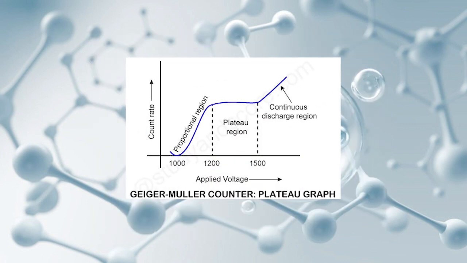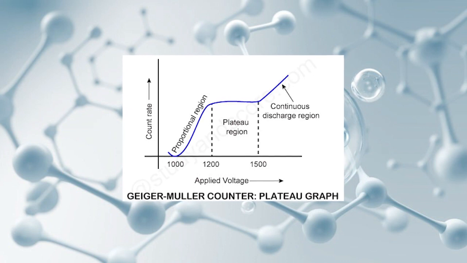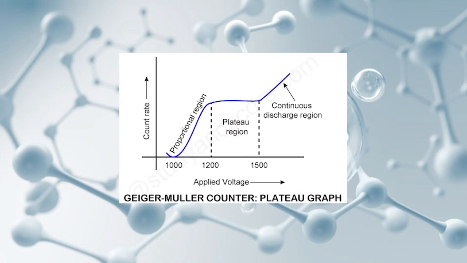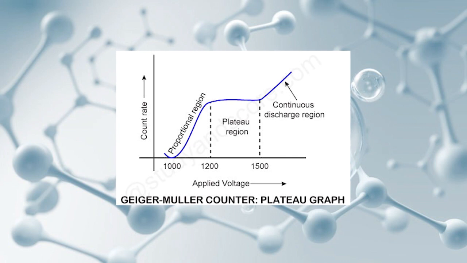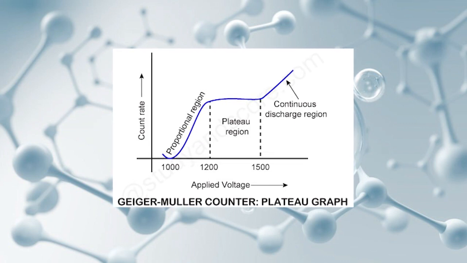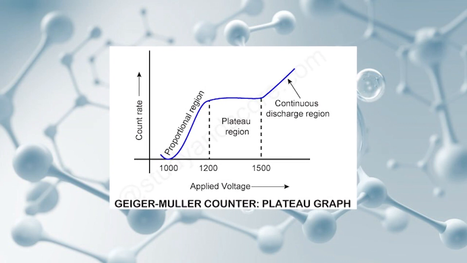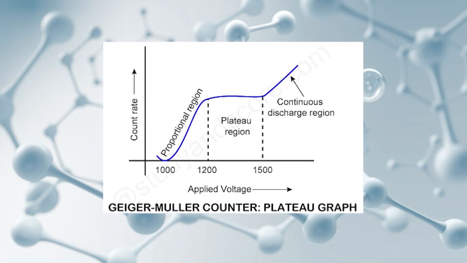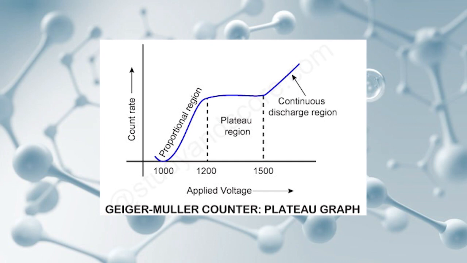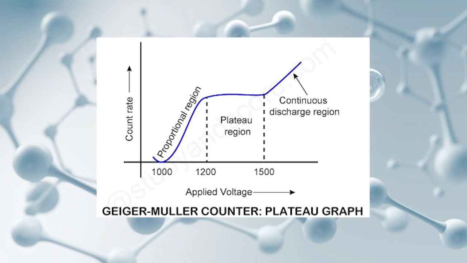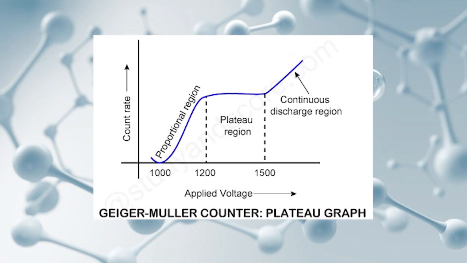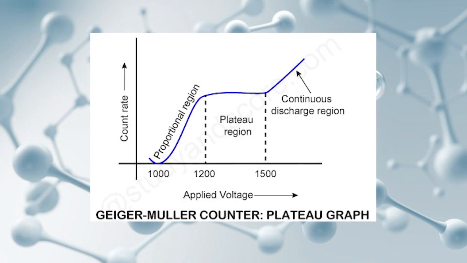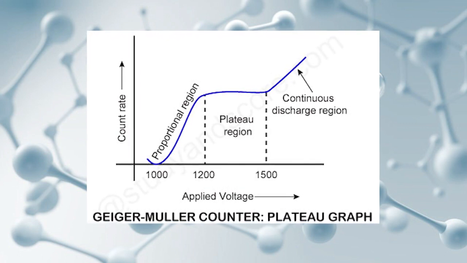There is a threshold below which the tube does not work. After this, the number of pulses is proportional to the voltage. This region is known as the proportional region. If the applied voltage is increased further, then a point will be reached after which the count rate remains constant over a certain region. This region is known as the plateau region. This region is used for Geiger-Müller operation.